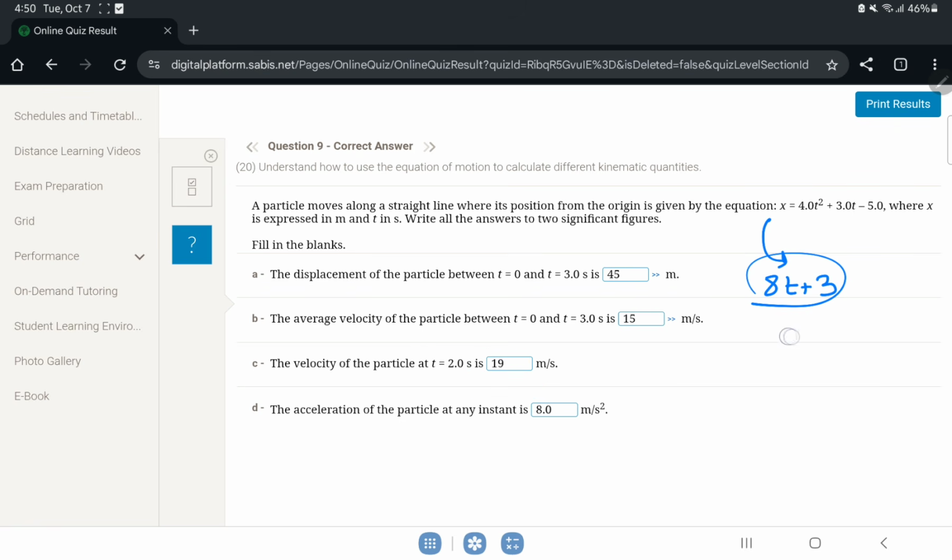Now they want the acceleration at any instant. The acceleration at any instant we got for the velocity 8t plus 3. So we derive again to get the acceleration, the velocity. To go to acceleration, we derive again, we get 8. Or 8.0 for 2 sig fig.